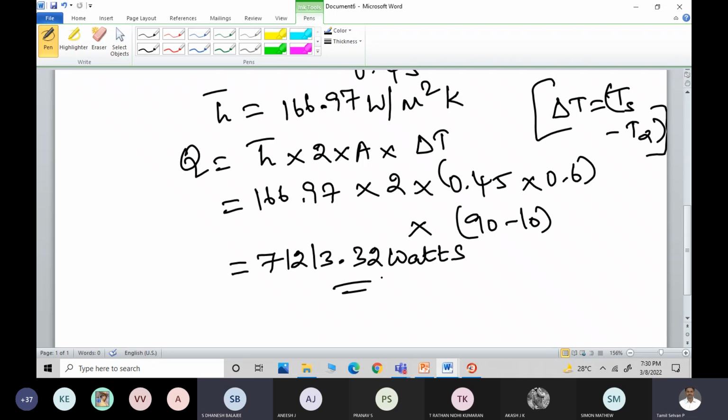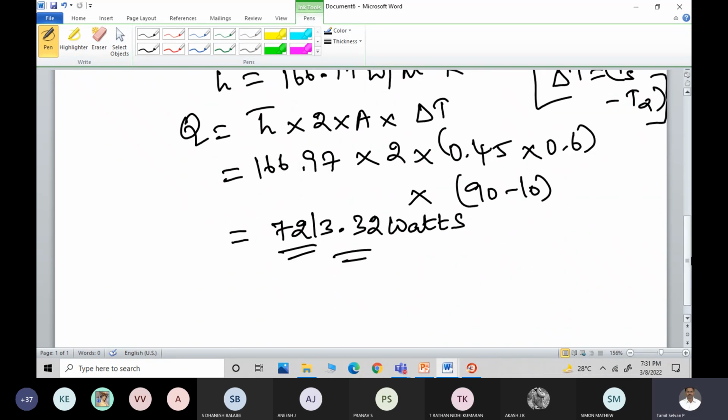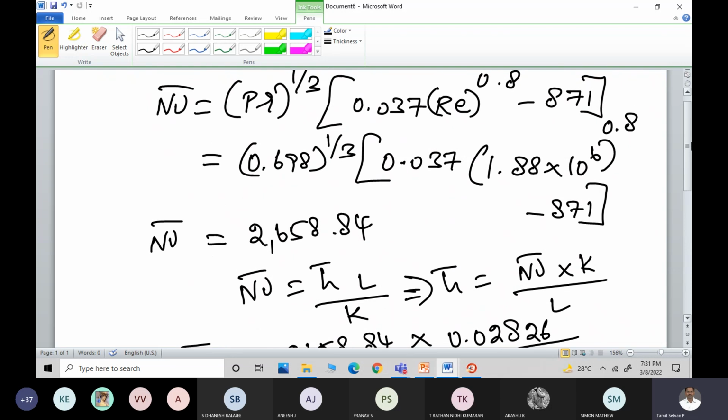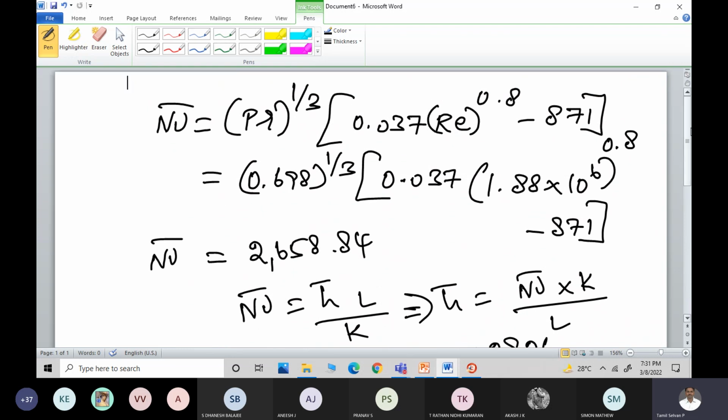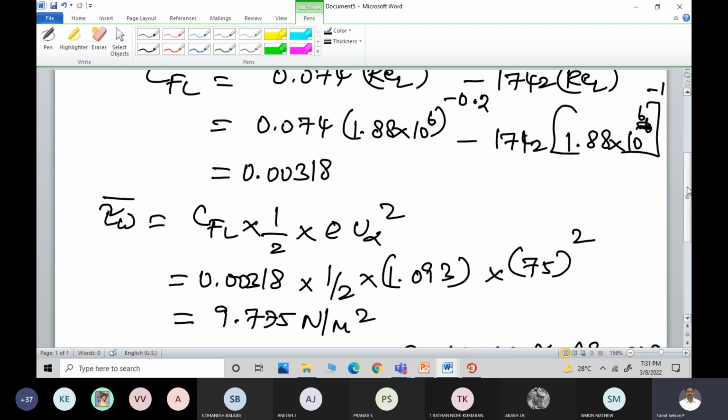7213 watts. Yes, sir. Okay, students, now all of you are able to understand. What is the difference between the 450 mm side and the 600 mm side? Only the Reynolds number changes. Remaining other things remain the same. All the other steps remain the same.